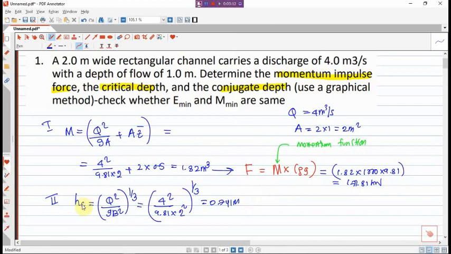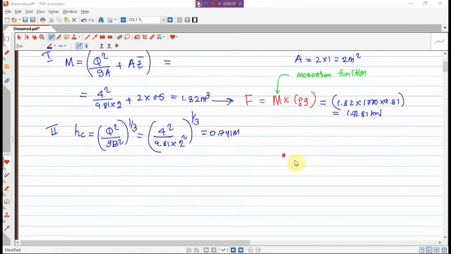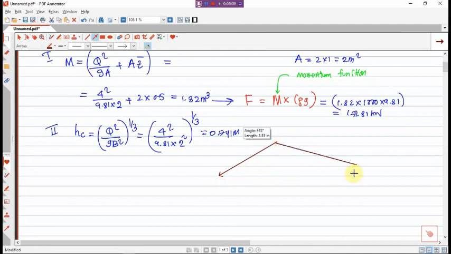So now likewise we can get the hc also. Then finally we have to get the conjugate depth. So in advanced hydraulics we have to understand the most important depths. Those are conjugate depth and alternative depth. So there are actually two depths here: one is conjugate depth, the other one is alternative depth. I will explain it a bit deeper.